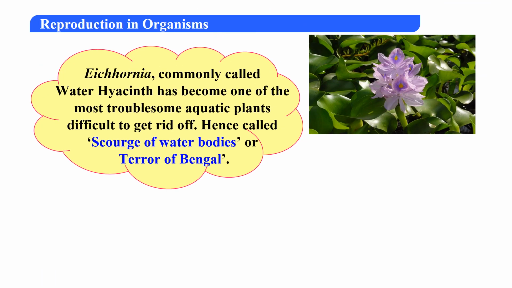Eichhornia, commonly called water hyacinth, has become one of the most troublesome aquatic plants, difficult to get rid of, hence called the scourge of water bodies or terror of Bengal.